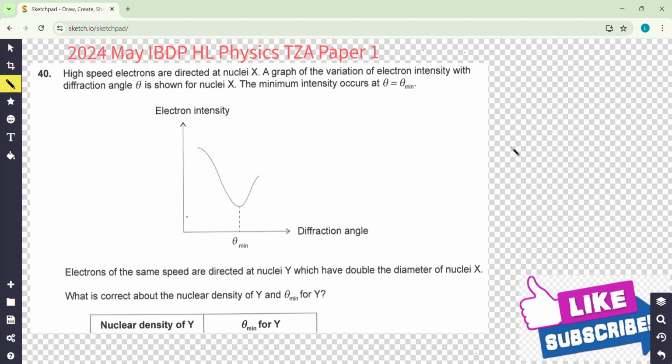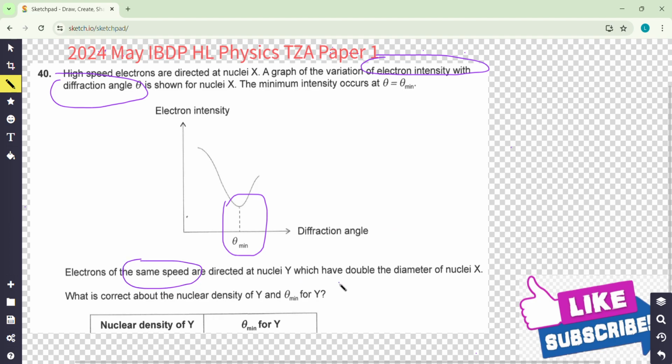Well done. So now question 40 is about electron diffraction. And then it talks about there's a minimum value, and they want to compare the same speed but to a nuclei of double the diameter. So what will happen to the nuclear density and theta?